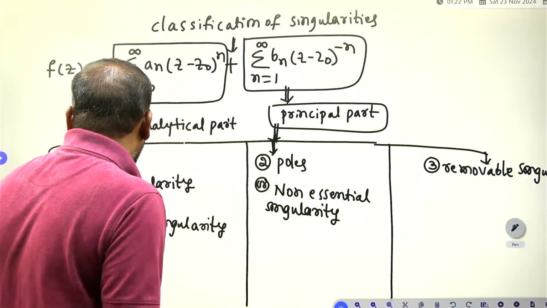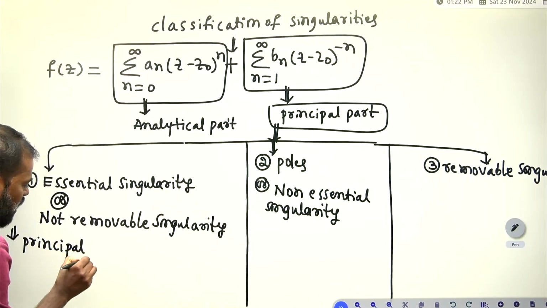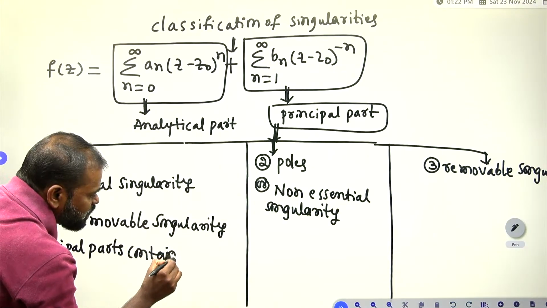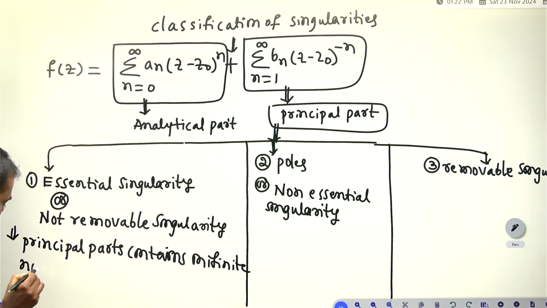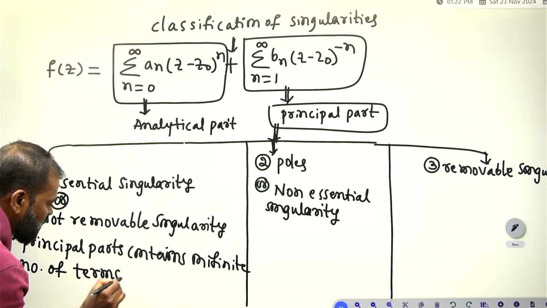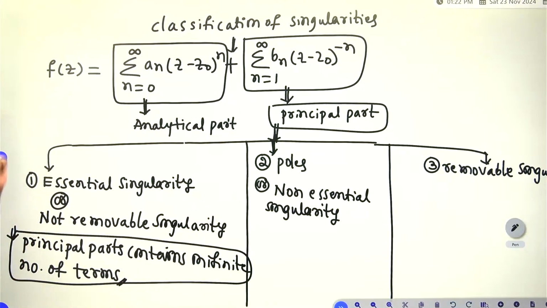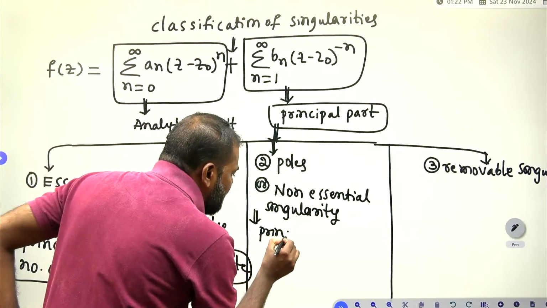What is the essential singularity? You have to see the principal part. If the principal part contains an infinite number of terms, then such a type of singularity we call an essential singularity, or non-removable singularity.